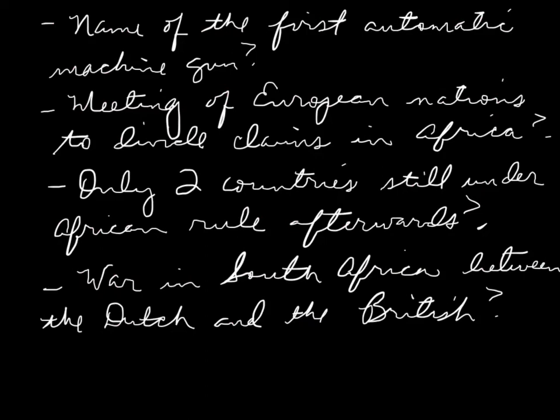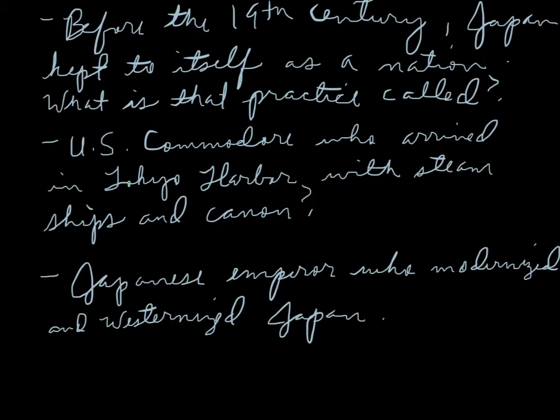And then the war in South Africa between the Dutch and the British, that was the Boer War. Remember, Boer is the name for Dutch farmers. So this war breaks out between the Dutch and the British. Yes, Africans were involved, specifically the Zulu tribes, but they were only involved because it happened on their land. The actual problem was between the Dutch and the British. So that's the Boer War.